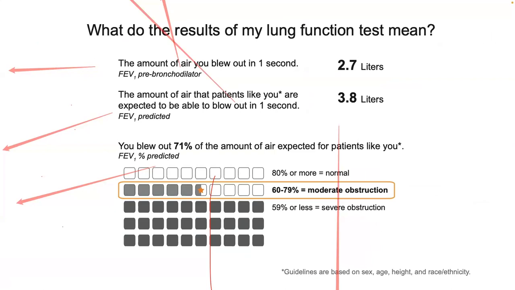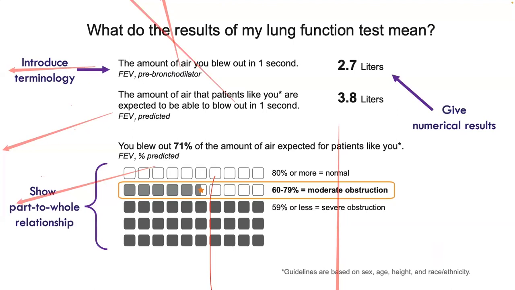This is my very first sketch for this design. Here we're introducing the terminology for two metrics. FEV1 is how much air you blew out in 1 second, and FEV1 predicted is how much people like you are expected to blow out. We give the numerical results for those metrics, and we use an icon array to show what the ratio of 71% unobstructed lung volume looks like. On the bottom right, we define the levels of obstruction.